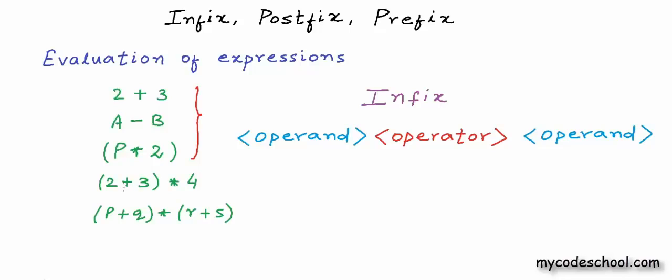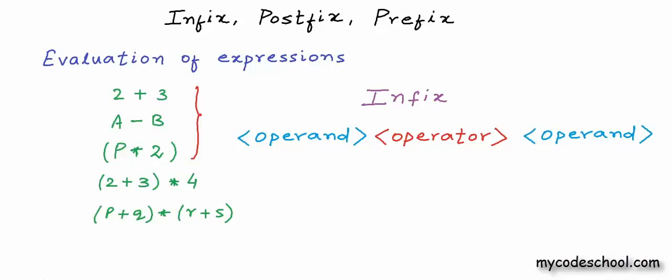Like in this fourth example, we will first have to perform the addition and then only we can perform multiplication. In this fifth expression, first we will have to perform these two additions and then we can perform the multiplication. We will come back to evaluation, but if you can see, in all these expressions, operator is placed in between operands. This is the syntax that we are following.